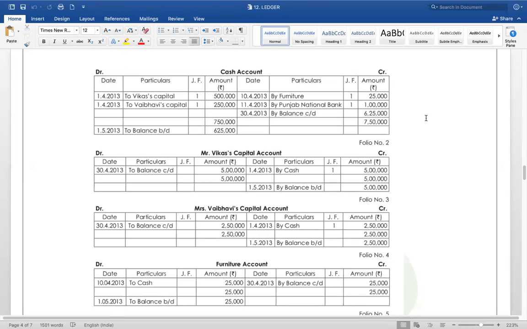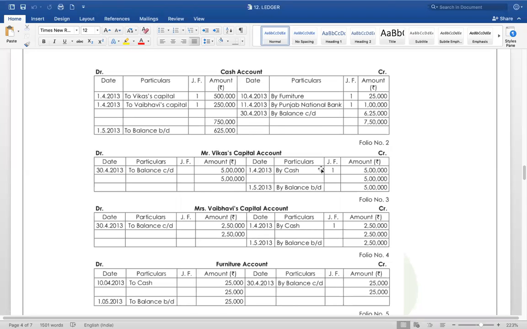Please don't misunderstand. A transaction has two effects. I'm not talking about the account. A transaction has a debit aspect and a credit aspect. But an account you have to separate, detach. Don't mix this with that. An account has, in this case, a debit balance. That is, the debit side is more than the credit side.